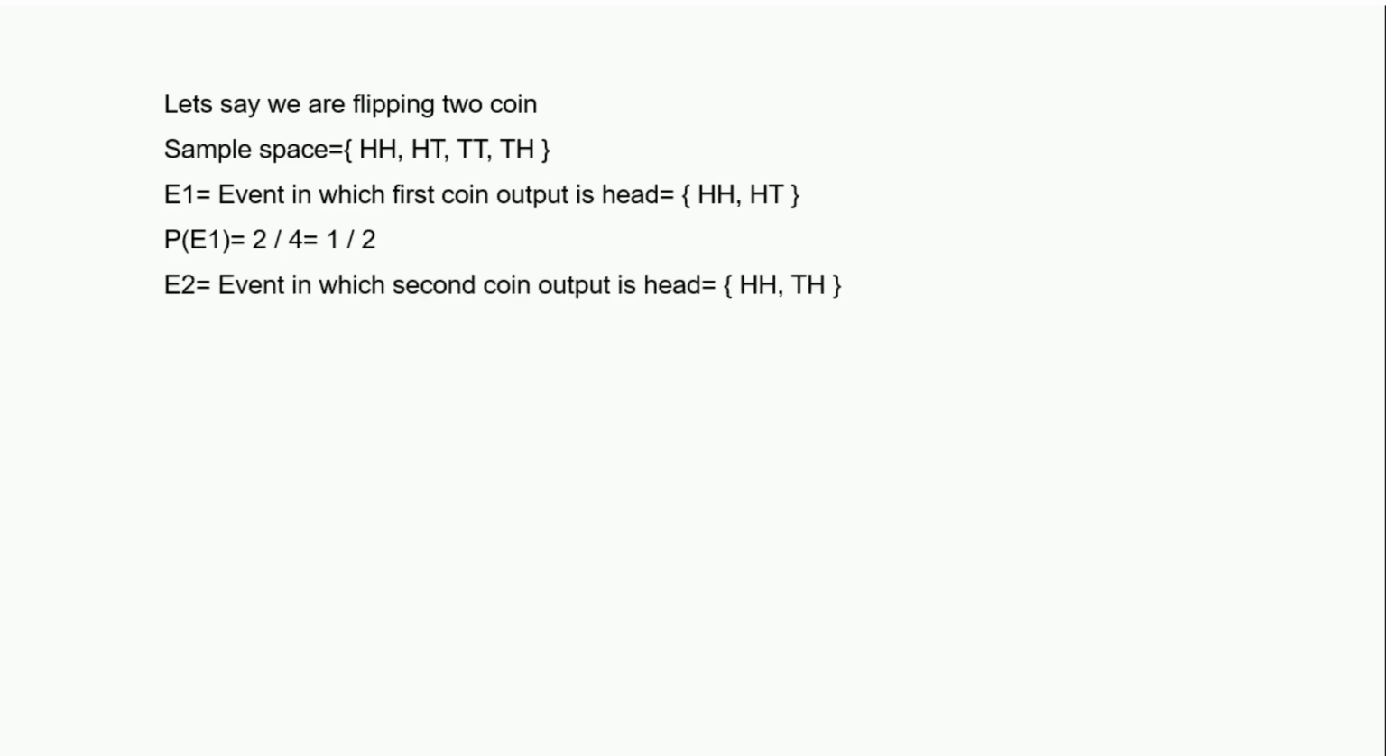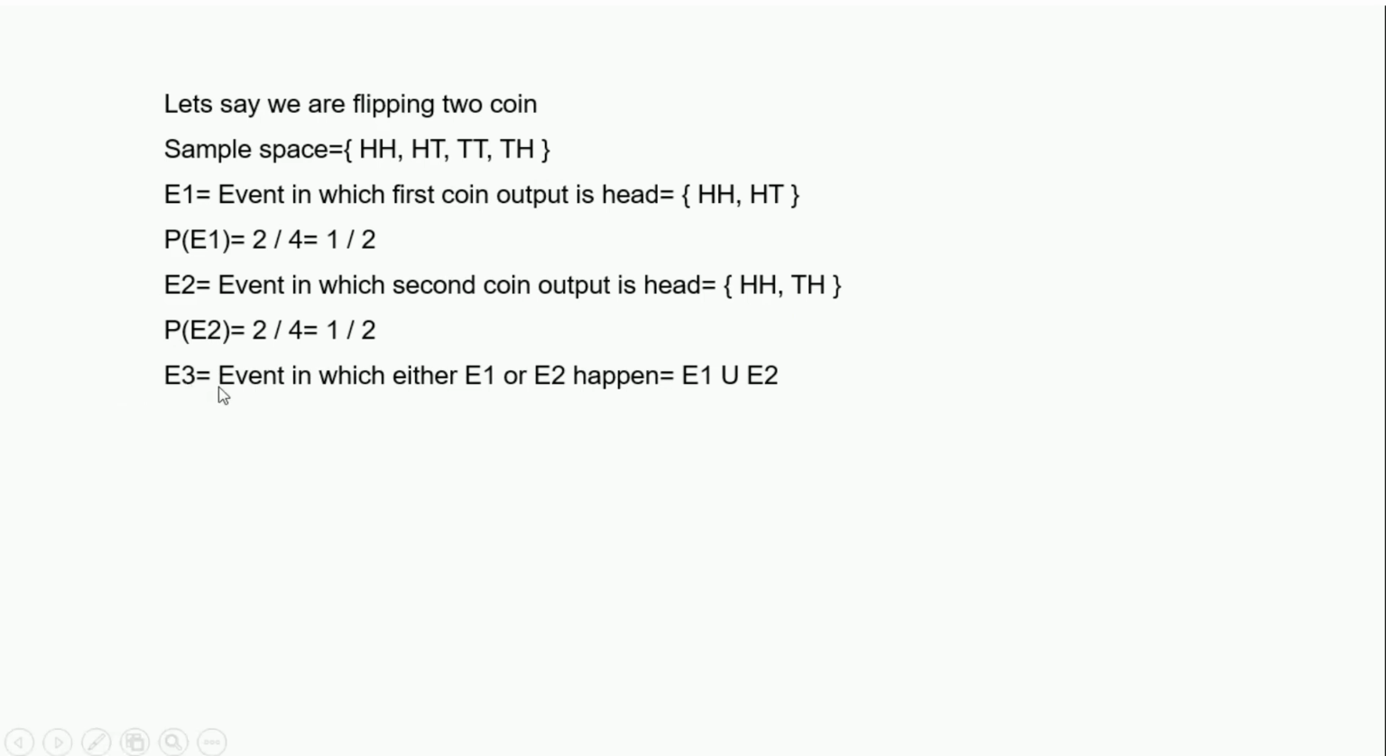Event E2 is the event in which the second coin output is head. Therefore the possible outcomes for event E2 are these. Here we can see the second coin output is giving us head. Therefore probability of E2 equals the number of possible outcomes for event E2, which is 2, and the number of total possible outcomes, that is the size of the sample space, is 4. Therefore probability of E2 is 2 by 4, that is 1 by 2.